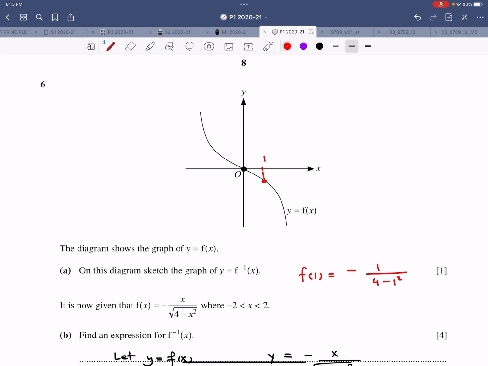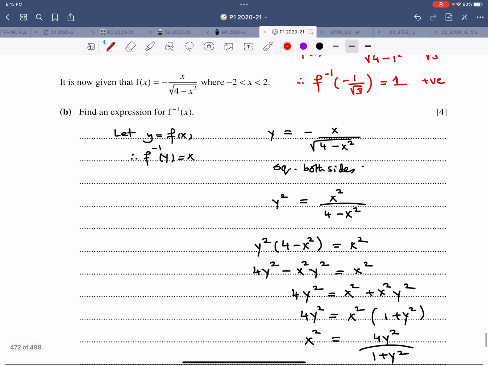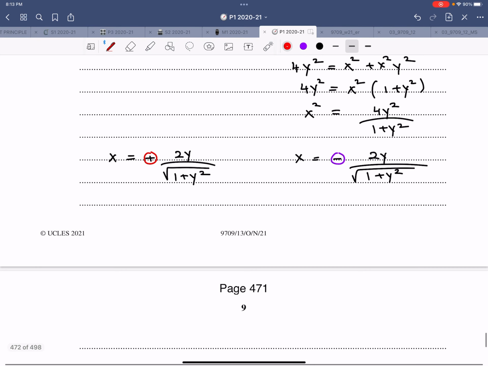That comes out to be minus 1 over root 3. That means in the inverse function, if I plug in minus 1 over root 3, I should be getting 1, which is a positive value. Got the idea? Now let me plug this thing in, minus 1 over root 3, when this is the inverse function. So they're asking for inverse.